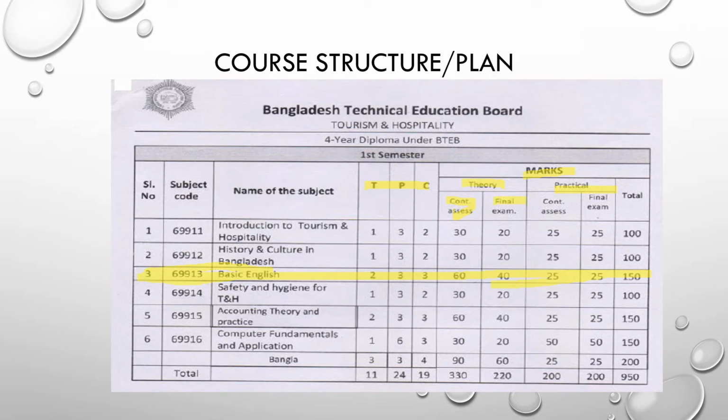Final. Theory final means semester final exam. The semester final exam will be held on 40 marks, and 3 hours time will be given to complete this exam. Okay, now let's go to practical.